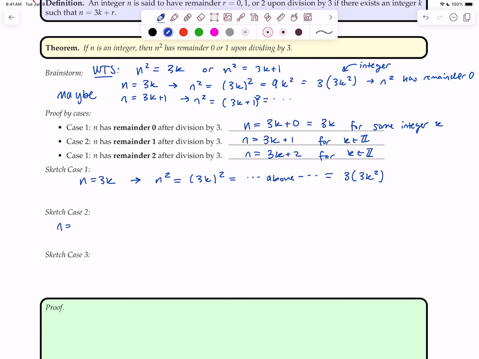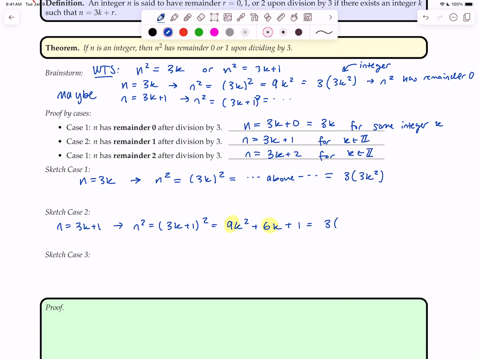Let's make sure that they actually work out. So if n is equal to 3k plus 1, what does n squared look like then? We get 3k plus 1 squared. We're going to have to FOIL this out. So I think we get 9k squared plus 6k plus 1. We want to write this as 3 times an integer plus either 0, 1, or 2. Let's look at what things have a 3 in them that we can pull out front. I see a 3 in the 9, and I see a 3 in the 6, because 6 is 2 times 3. I don't see a 3 in the 1, so I'm going to leave it alone.